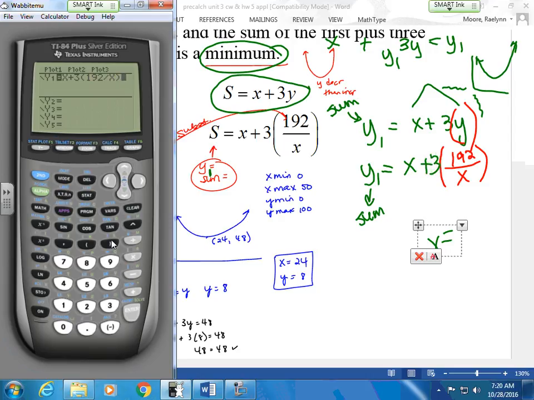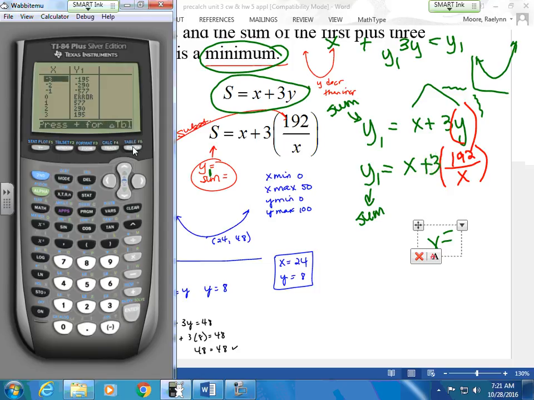When you graph this, again, you're going to start with your window at the 0 for your mins, because we're not going to have any negatives, because our let statement says positive numbers. Now you have two numbers that multiply to 192. You can go to your table for this, like you can graph this anywhere. If you don't see it, don't worry about it.